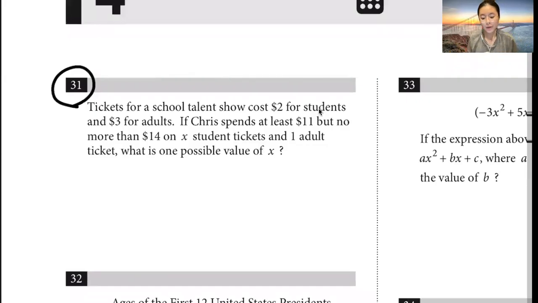In this video, I'll be going over practice test 3, calculator section, question 31. So let's get started. Tickets for a school talent show cost $2 for students and $3 for adults. If Chris spends at least $11, but no more than $14 on x student tickets and one adult ticket, what is one possible value of x?